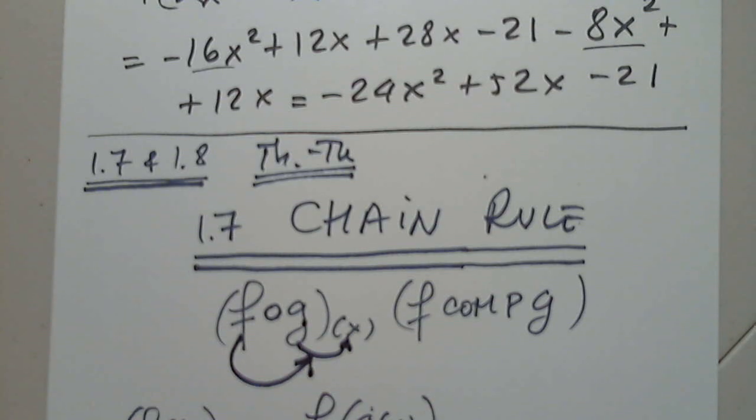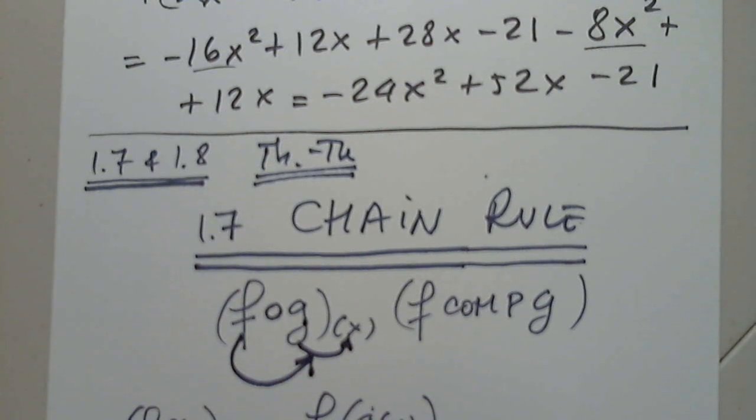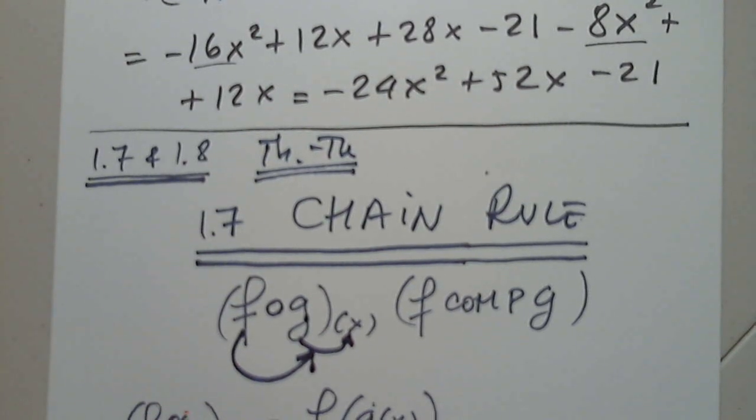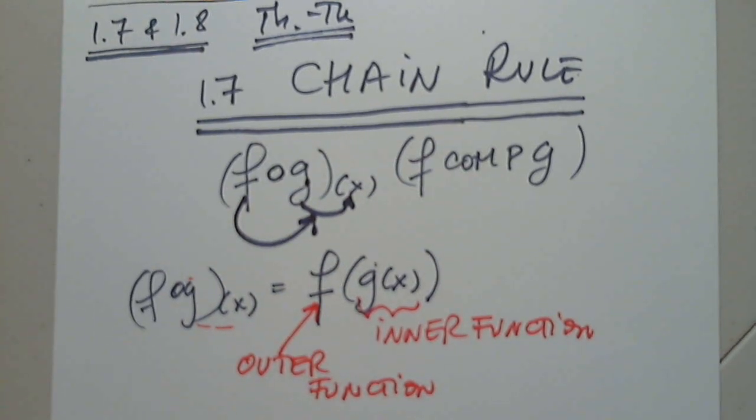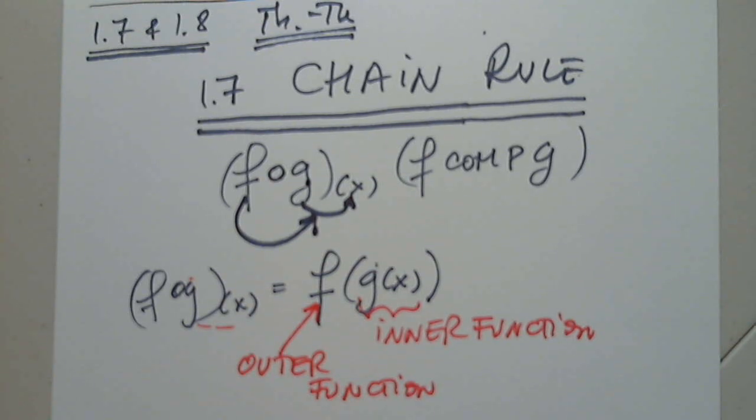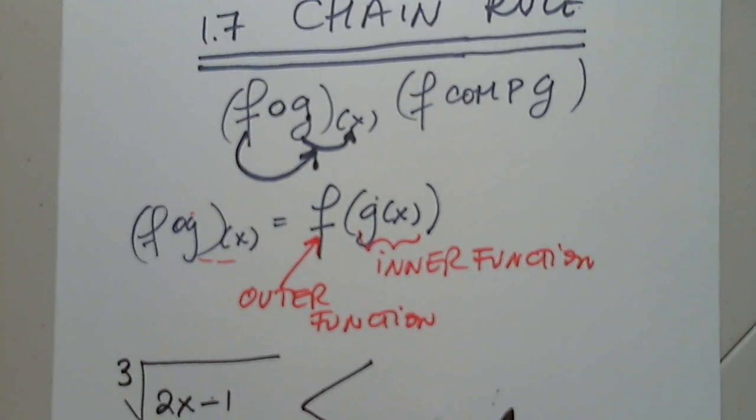Now, what is important here to understand, and once we understand this, we will never forget this rule, is that this is the inner function, meaning we apply g first to x, and this is the outer function. So the first thing I would like to do now is identify some inner and outer. If I write the cube root of 2x minus 1, can anyone give us the inner and the outer for this function?